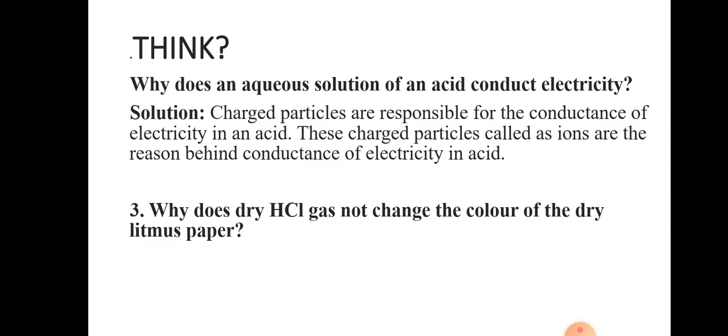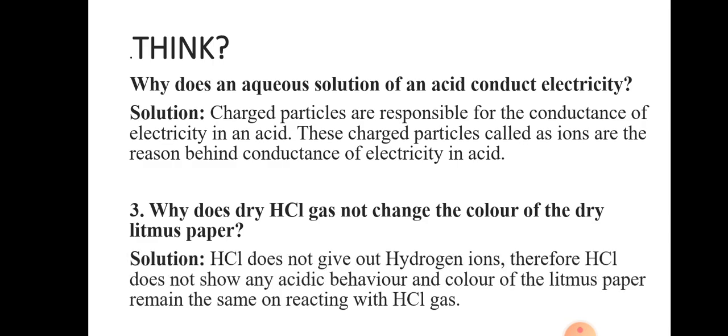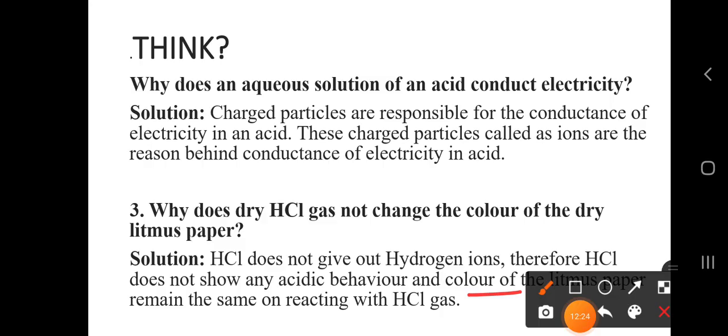Why does dry HCl gas not change the color of dry litmus paper? Because to get acidic properties we need water, but here we don't have any water, because it is dry HCl. So the answer is that HCl does not give out hydrogen ions, therefore HCl does not show any acidic behavior or change the color of the litmus paper. So this is our answer.